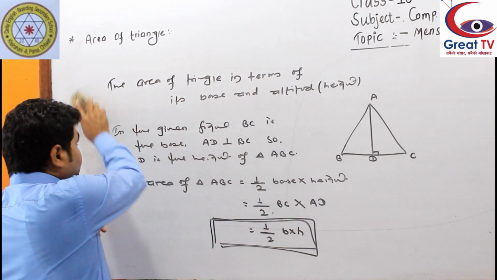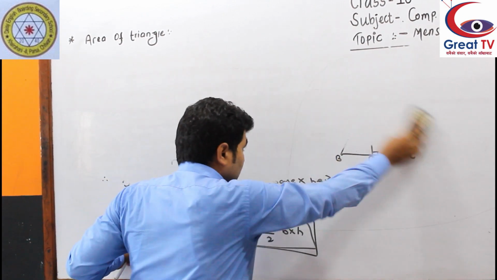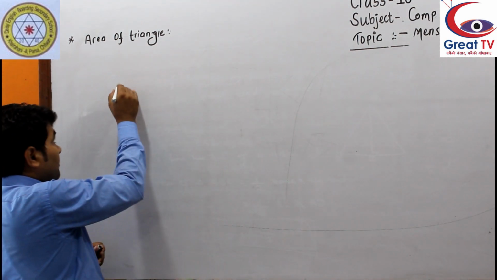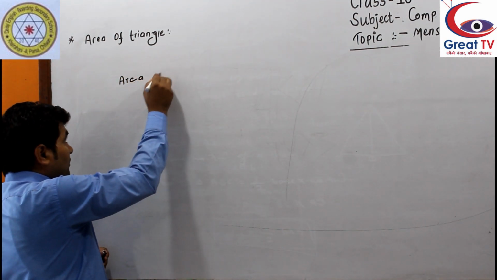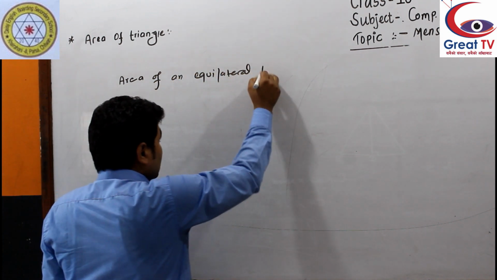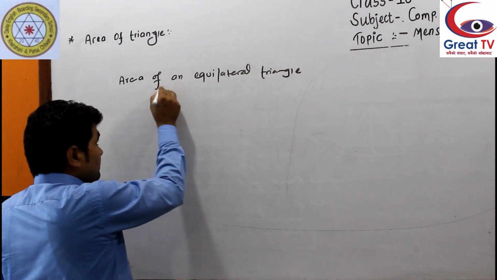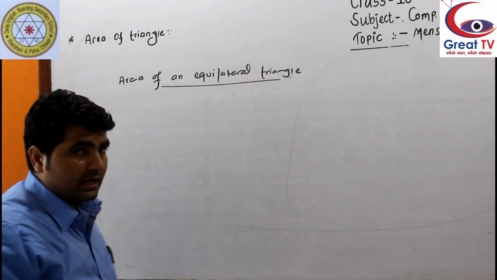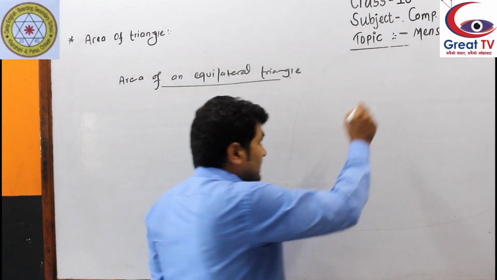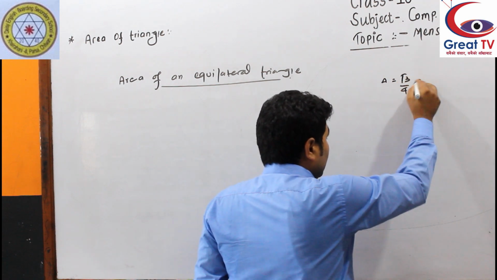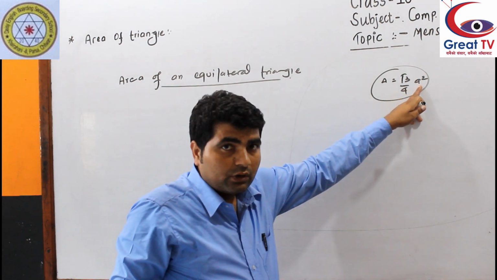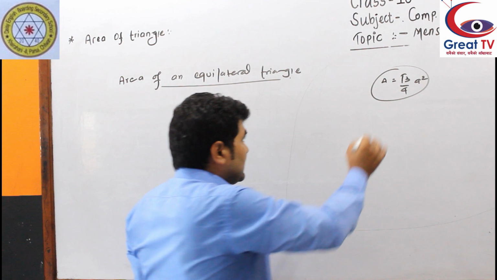So dear students, area of an equilateral triangle. We already studied in class 9 what the formula is to calculate the area of an equilateral triangle. That is area equals root 3 by 4 a square. This one is the formula, and this is the condition: a means the side of the equilateral triangle. So how do we generalize this formula?